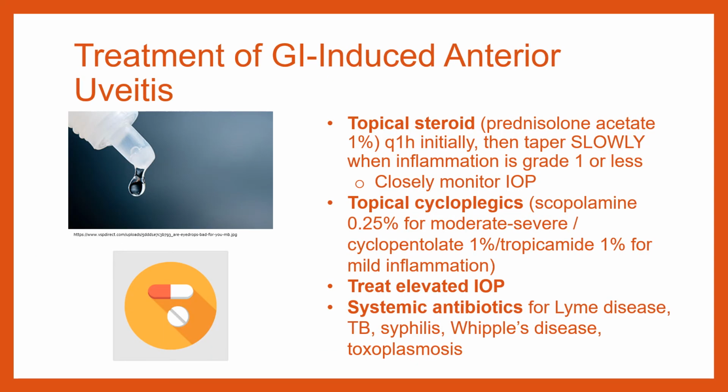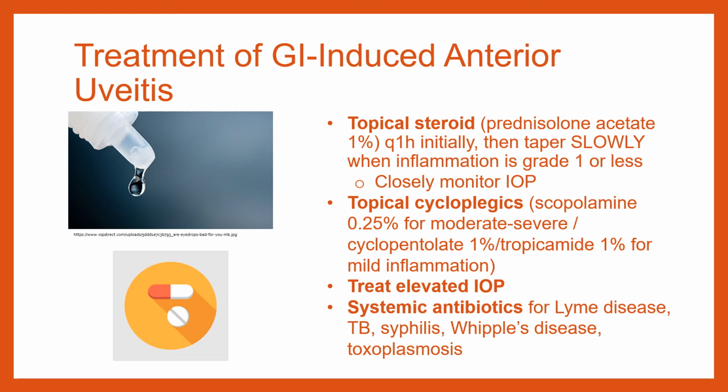These are the treatments for GI-induced anterior uveitis. We can use topical steroids to calm down the inflammation in the eyes. This is done by applying prednisolone acetate 1% every hour, then tapering very slowly when the inflammation is grade 1 or less. Monitor IOP, because the inflammation tends to swell up the tissue, that can raise the pressure within the eyes. So closely monitoring the intraocular pressure is very important.